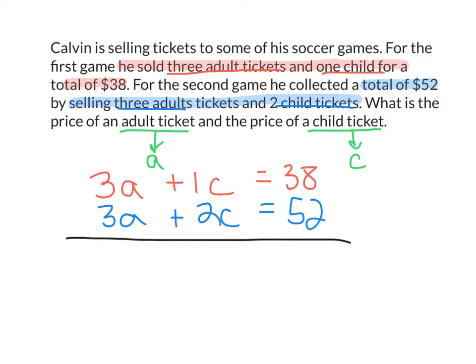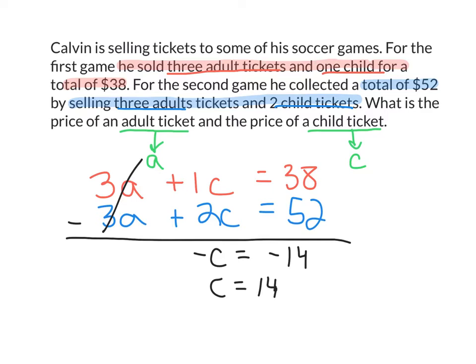Notice our constants in front of A are already the same, so if I were to subtract the second equation from the first, the A terms would go away, and then we have 1C minus 2C, which would give us negative C. 38 minus 52, that's negative 14, so we get C to equal 14. So remember, C is the price of a child ticket.